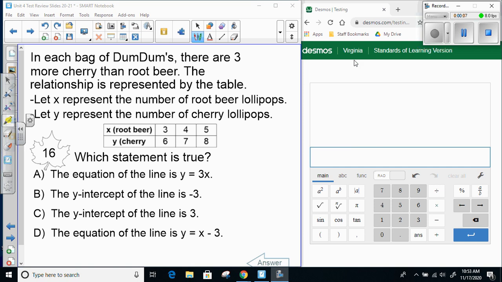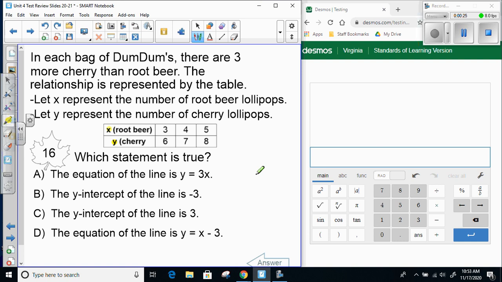Number 16, in each bag of Dum-Dums, there are 3 more cherry than root beer. The relationship is represented by the table. Let X represent the number of root beer lollipops. Let Y represent the number of cherry lollipops. And then we've got our XY table.